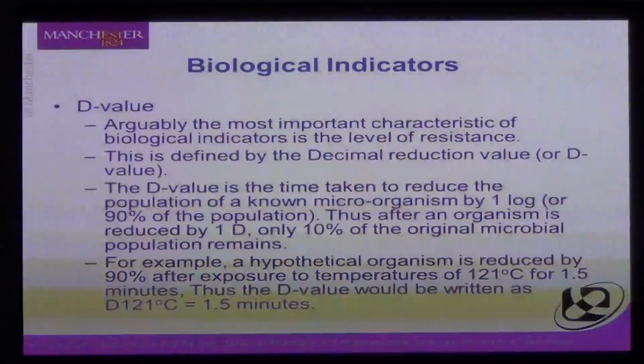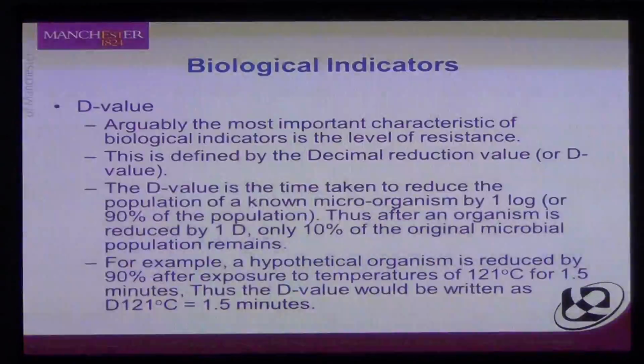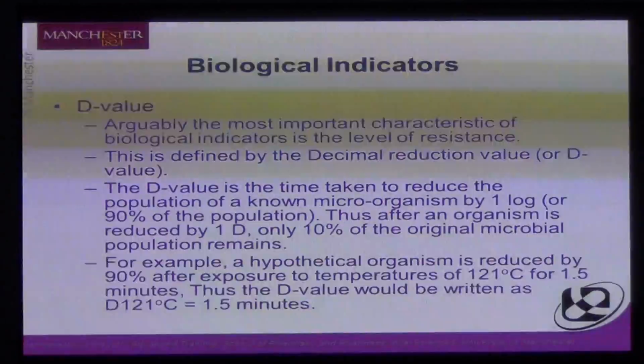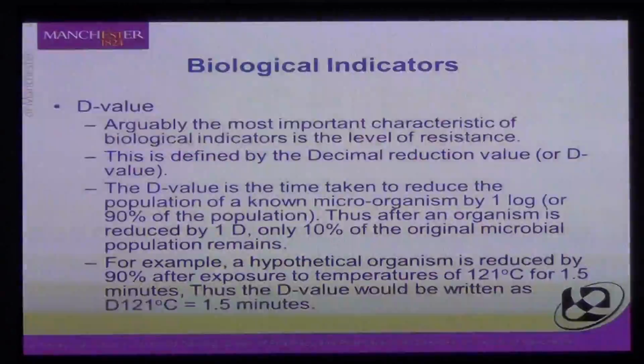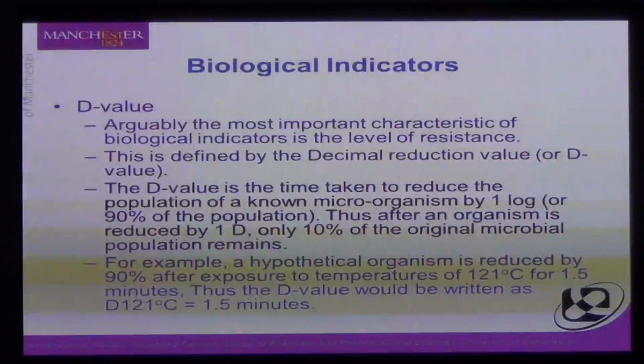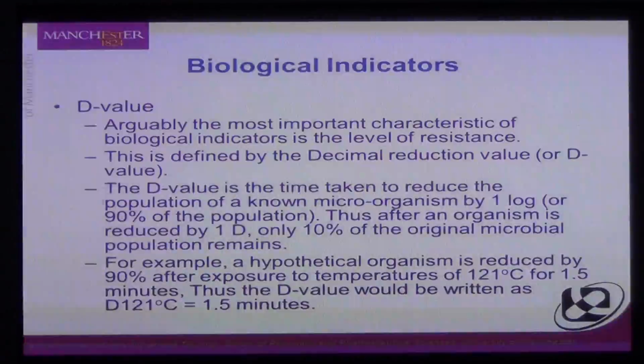And you can see that by running an autoclave cycle for 15 minutes, we're building in massive overkill, because each subsequent minute reduces that surviving population again by another 90%, another 90%, another 90%, and so on.